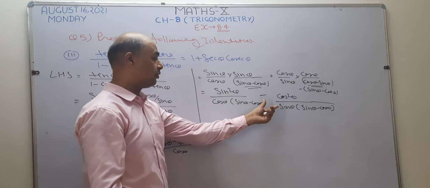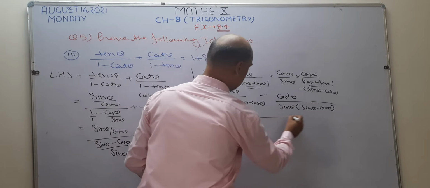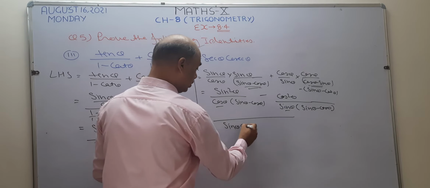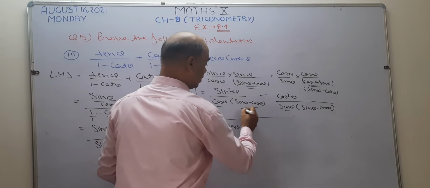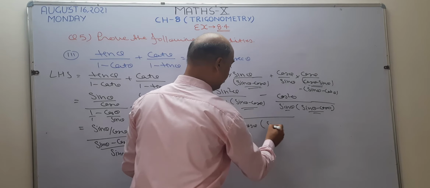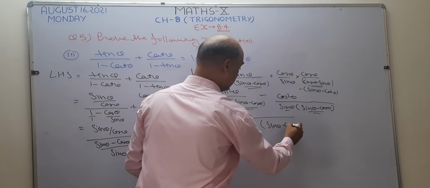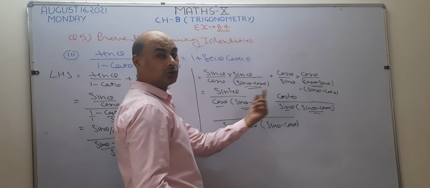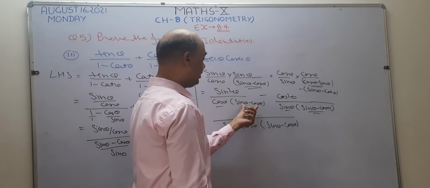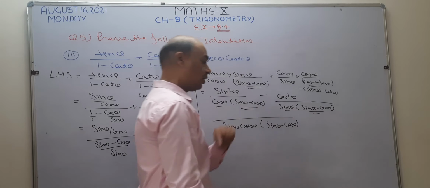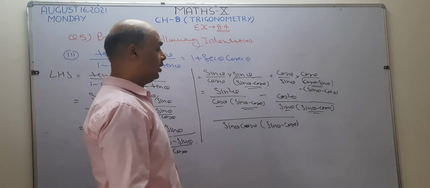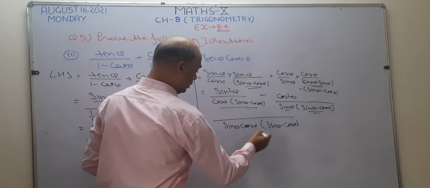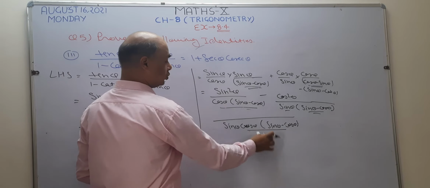Okay, now what is the LCM of this? LCM of these two terms: LCM of sin and cos is sin theta cos theta, and LCM of sin theta minus cos theta is only sin theta minus cos theta. As you know that LCM of 2 and 2 is 2, in the same way LCM of sin theta minus cos theta is sin theta minus cos theta. Okay. Now this is the LCM of this question. Now I am going to solve. When I am going to solve, this part is going to cancel.